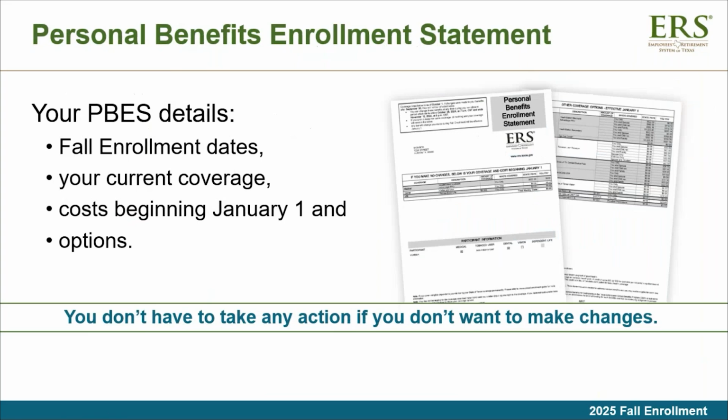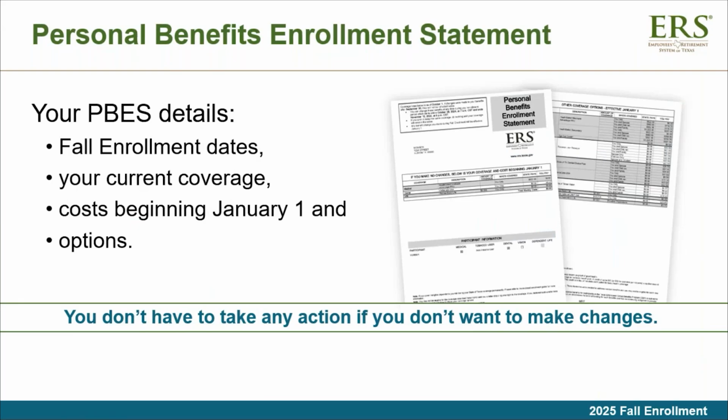Now, we did mail, or you should have received, what's called a personal benefits enrollment statement, or a PBES. This will come to you with that fall enrollment guide. We typically try to mail them in enough time frame for you to review them before fall enrollment starts. So that personal benefits enrollment statement is very important because it does give you the dates of fall enrollment. And then on that front page, it will tell you what coverage you have.